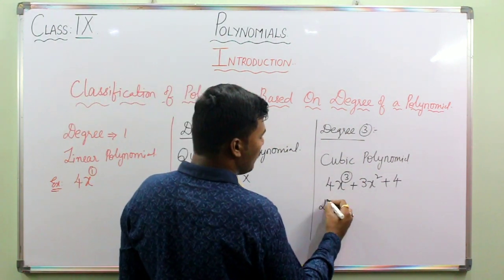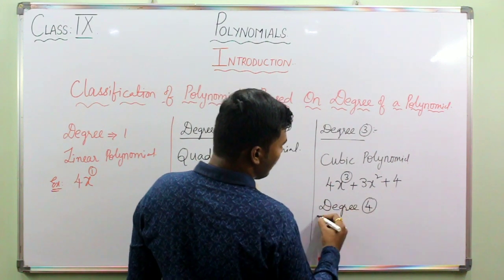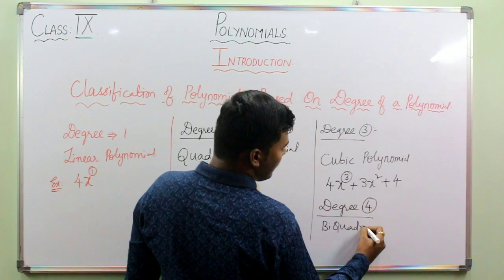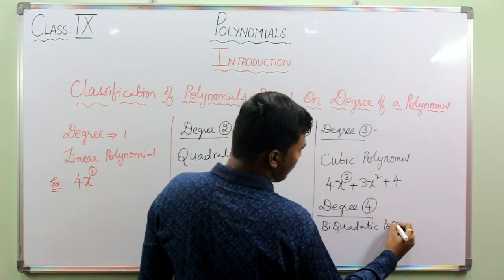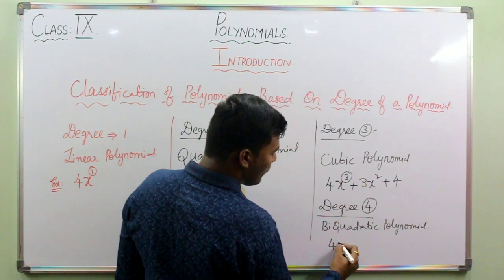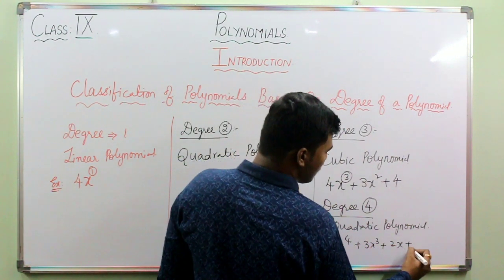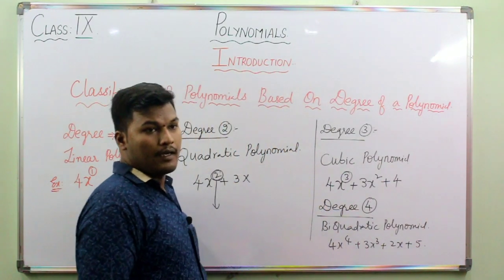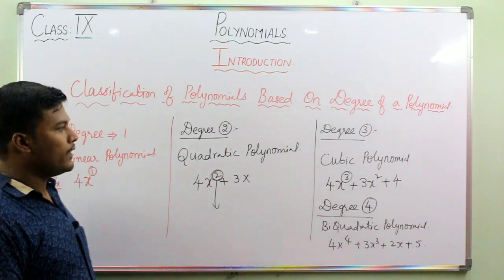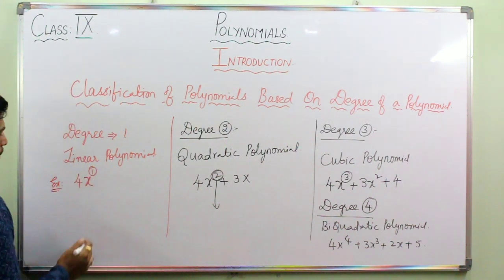If the degree is 4, then it is called a biquadratic polynomial, for example 4x to the power of 4 plus 3x cube plus 2x plus 5. The degree of the polynomial here is 4, hence it is called a biquadratic polynomial.